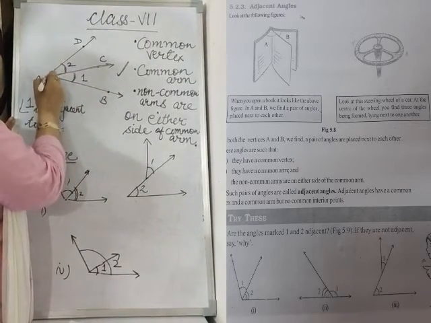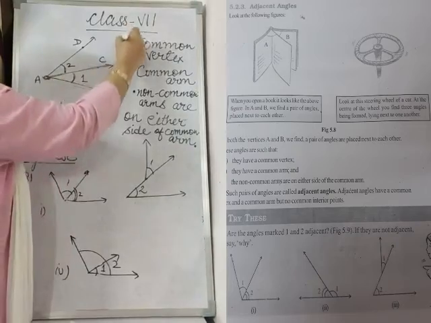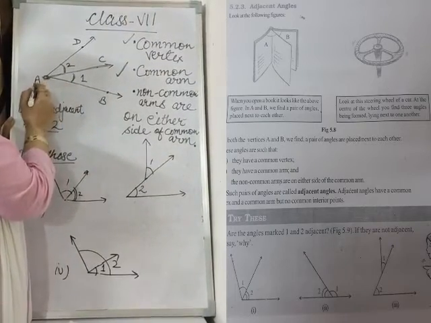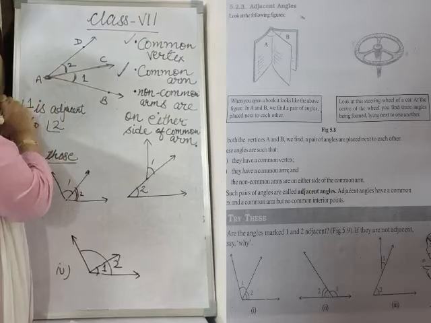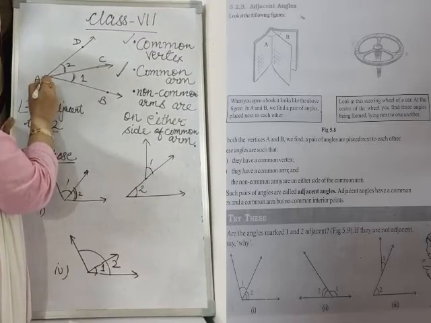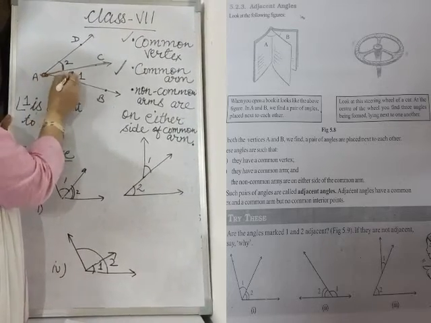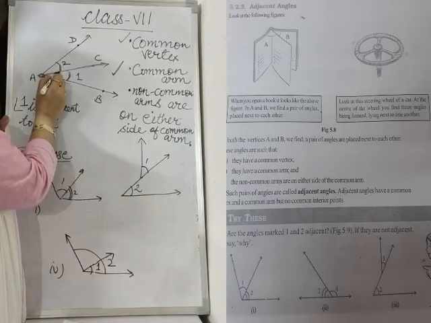The second thing is, there should be a common vertex. Which one is the common vertex between 1 and 2? A. A is the common vertex at which both the angles are forming.